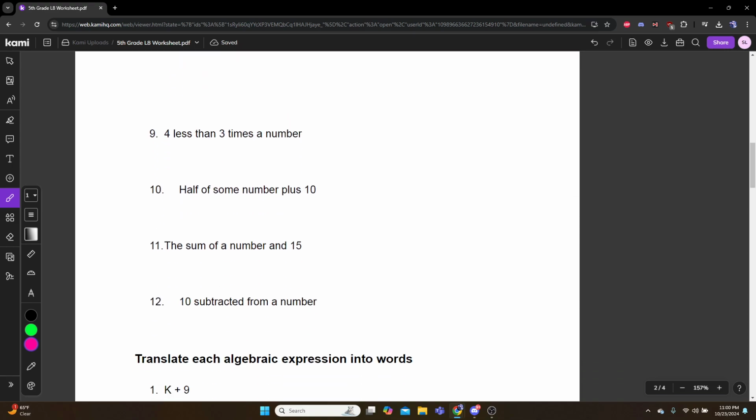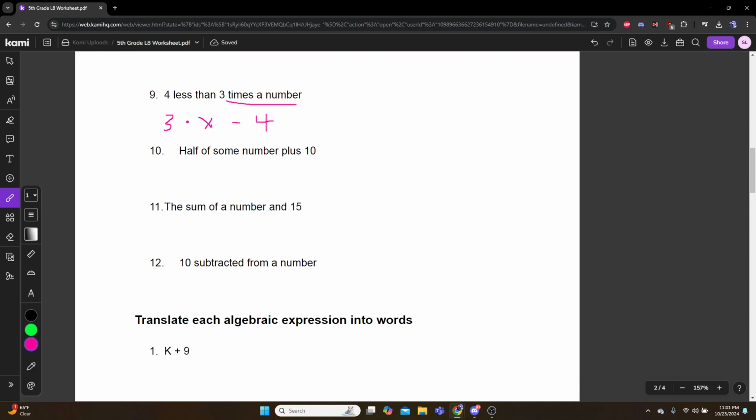Now for number 9, we can move on a little faster. We know 4 less than 3 times a number. So first off, we'll do 3 times a number, so that would be 3 times x. And then 4 less than this whole thing. So 3 times x, and then we would subtract 4 because it's 4 less.